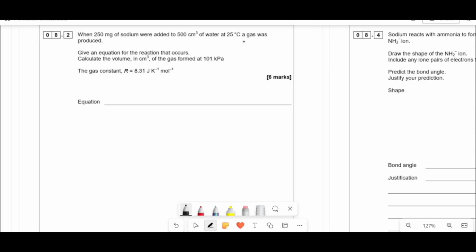Now it says when 250 milligrams of sodium was added to this water, a gas is produced. Give the equation and then calculate the volume of the gas. So the equation is going to be Na plus H2O gives you NaOH, and the rest is left behind because you only have one H and one S. It's going to be a half H2 than what's left, right?